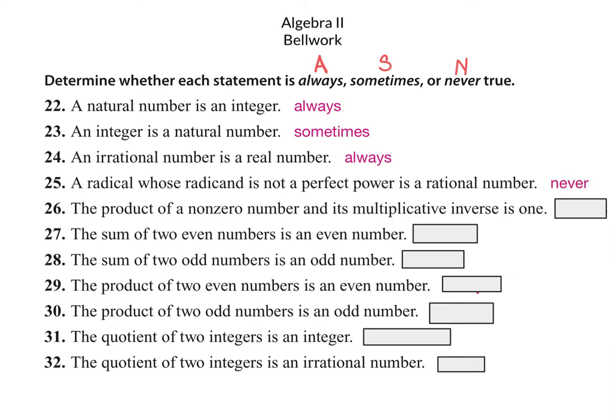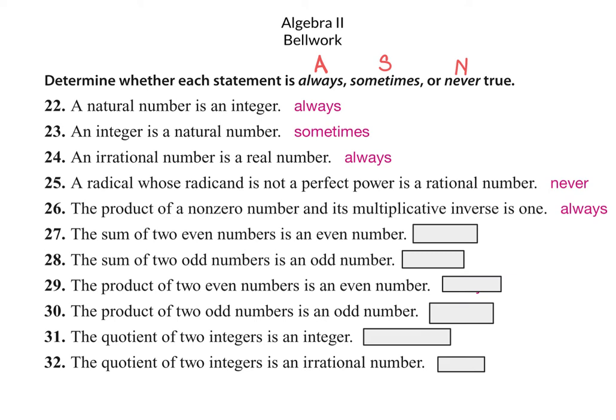Never. Remember, the only radicals that fall into your rational are perfect ones. So square root of 9, that's a 3, so obviously that's going to be rational. Square root of 25, that's going to be a rational number. But square root of 3 or square root of 5, something that doesn't have a perfect root, is not. It's going to be non-repeating, non-terminating. Okay? All right. The product of a non-zero number and its multiplicative inverse is 1. A number and its multiplicative inverse is always 1.